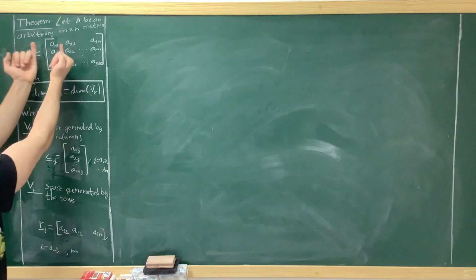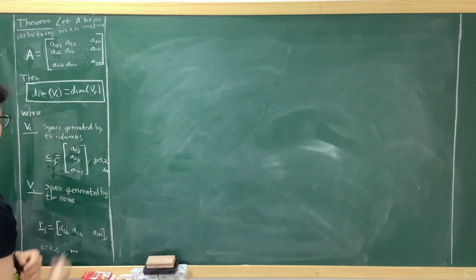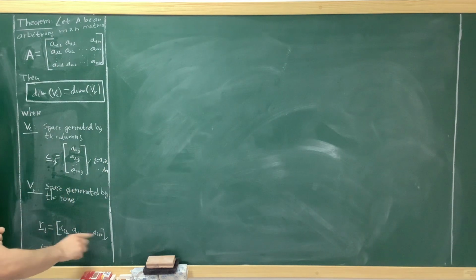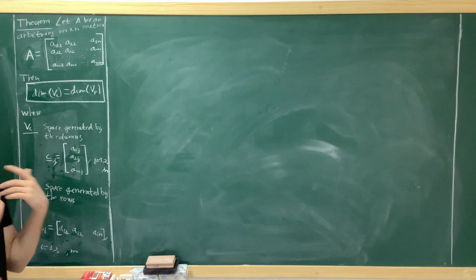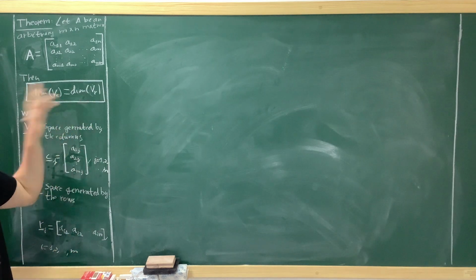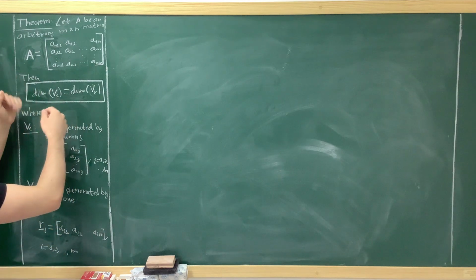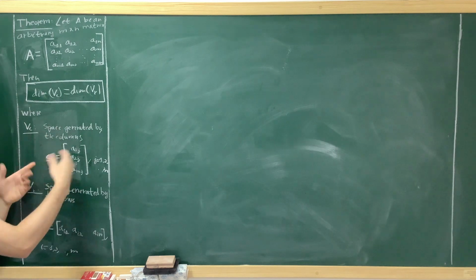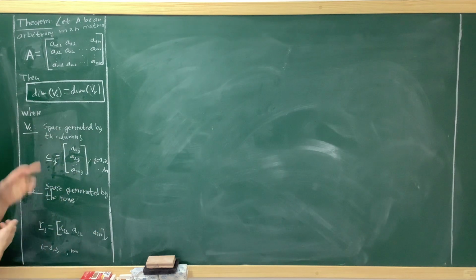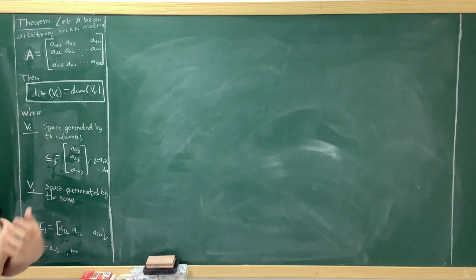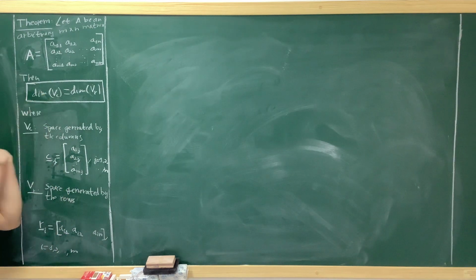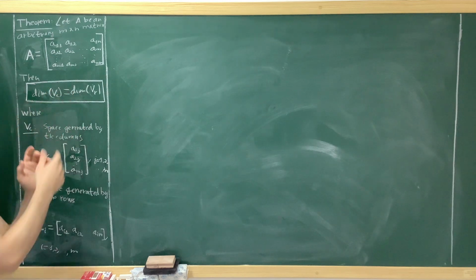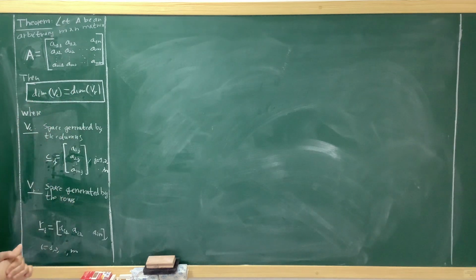If we get the rows and generate a space, which we'll call VR, and this is an expression for the rows, it will have some dimension, which we'll call dim VR. Likewise, if we get the columns, we'll get this expression for each column, and we will be generating our space VC. In this case, the dimension will be dim VC. What this theorem tells us is that this dimension is actually the same as this other dimension.